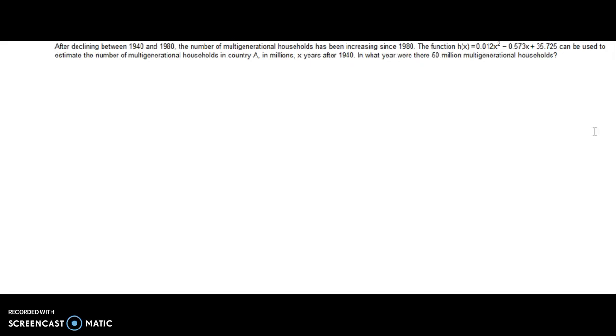Okay, so here's what we've got to do with this one. This is a typical word problem in that they're giving you the function and they're either going to give you the input or the output. In this case, 50 is the output. So you set 50 equal to 0.012x squared minus 0.573x plus 35.725.